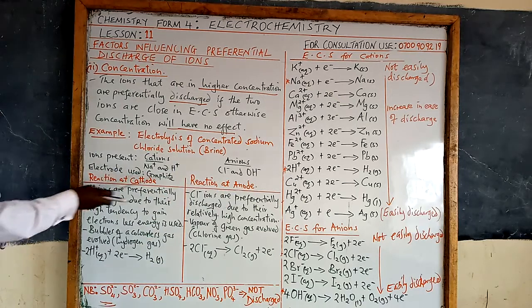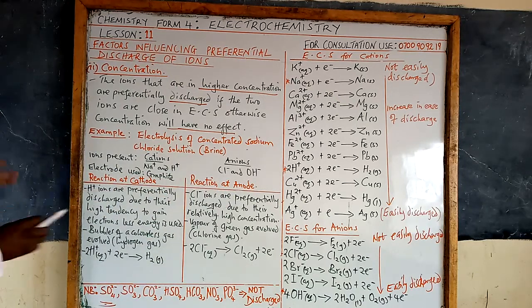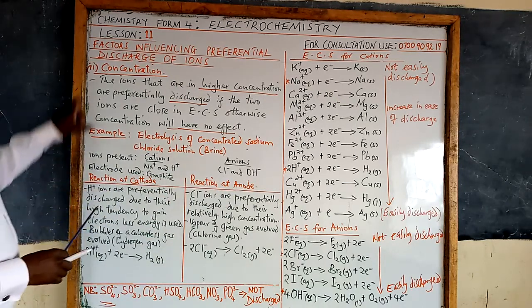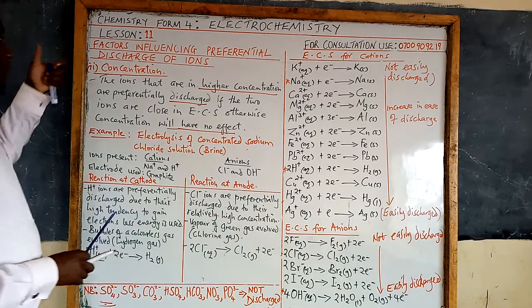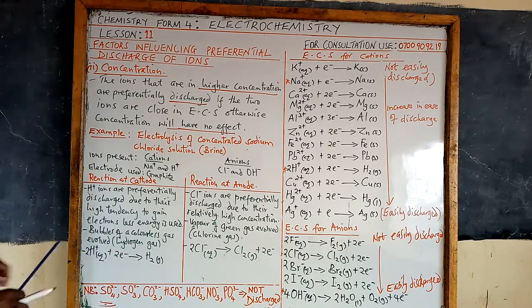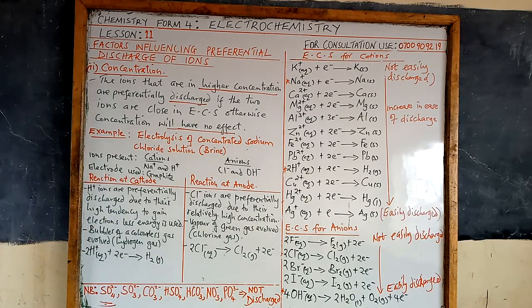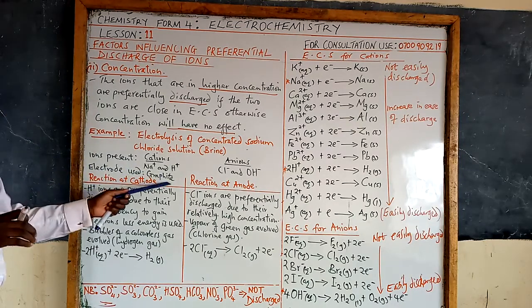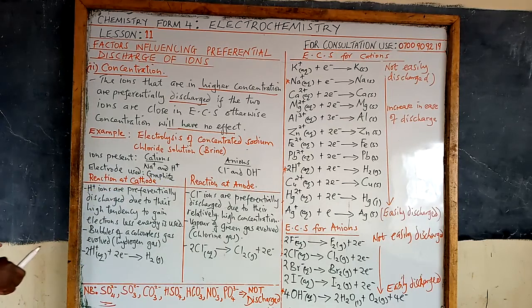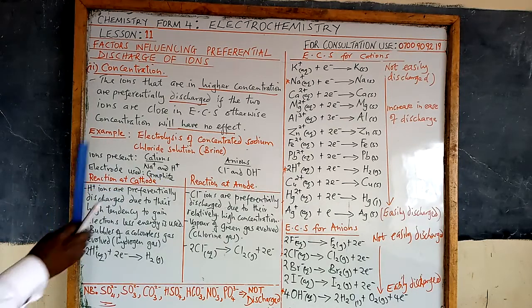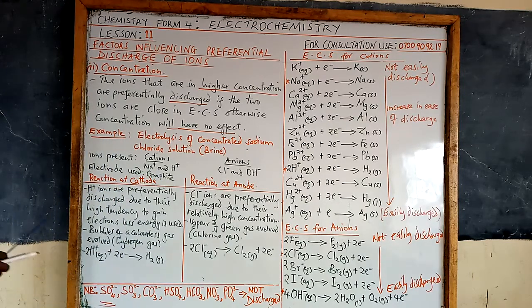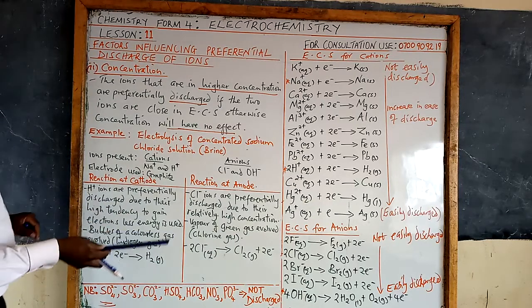The electrode should be graphite so that it does not affect the two factors, that is, the position and the concentration. It does not interfere, so that we only consider concentration, because the graphite electrode is inert, it is unreactive. So let's see what happens at the cathode and at the anode.